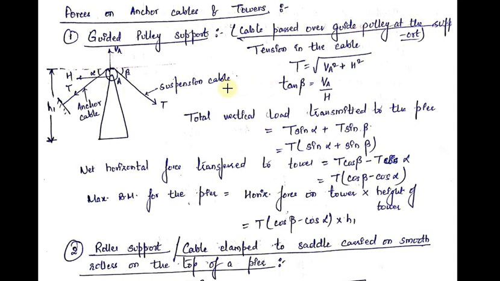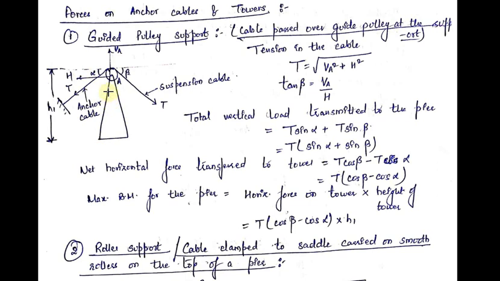In this lecture, we will study how to calculate the forces in the anchor cables and the towers. We know that the part of the cable which is between the two towers is known as the suspension cable, which is suspended between the two towers. And the part of the cable which is between the tower and the fixed support is known as the anchor cable. In this lecture, we will find out how to calculate the forces in this anchor cable and the forces which are transmitted to the tower by the cable.